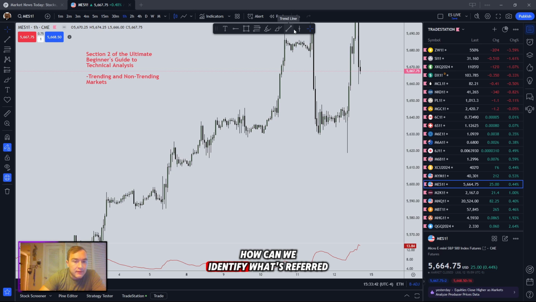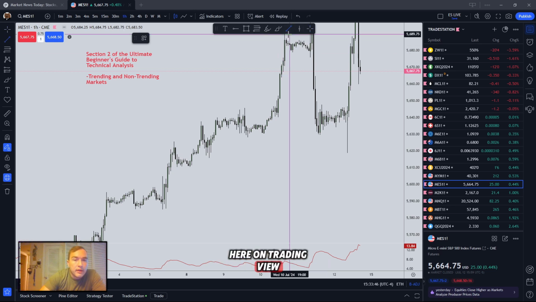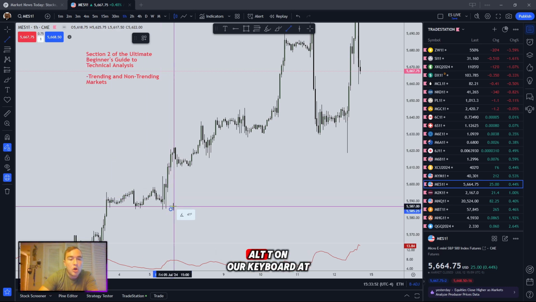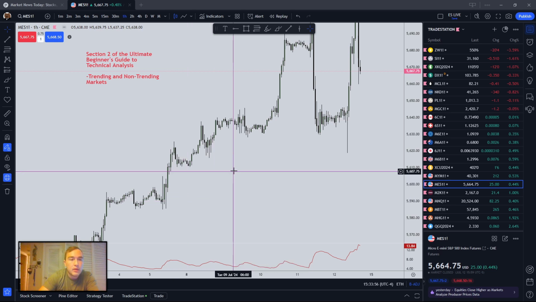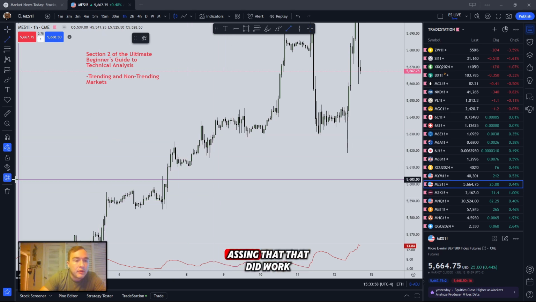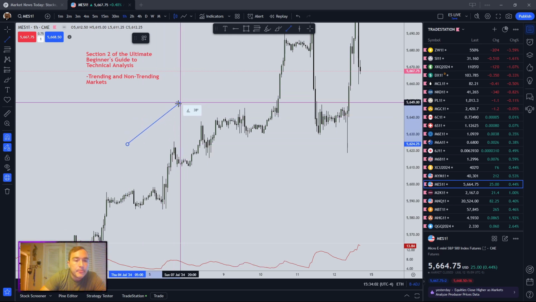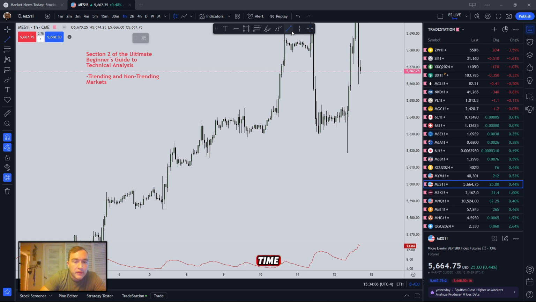how can we identify what's referred to as an uptrend? Well, here on TradingView, if we click on the second item, the trend line tools, or if we press Alt-T on our keyboard at the same time, which is not working for me right now, but assuming that that did work, notice that we have a trend line tool. Okay, so it's a basic line, and it's just showing you price over time.